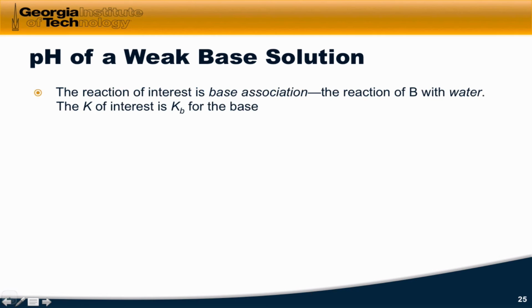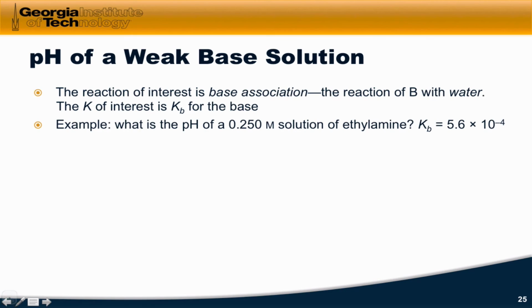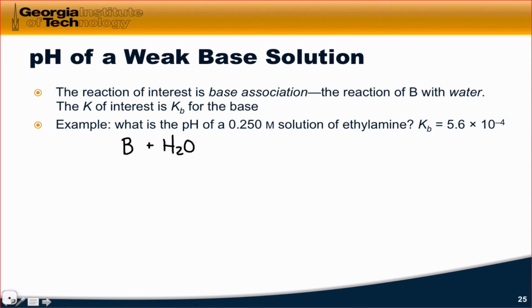The reaction of interest now is base association, the reaction of B with water, and the K of interest is Kb for the base. So let's work through a quick example using ethylamine and again a 0.250 molar solution. The reaction of interest here is ethylamine, which I'll just abbreviate as B, a neutral base, reacting with water to form its conjugate base, which contains an additional proton, and hydroxide, OH-.